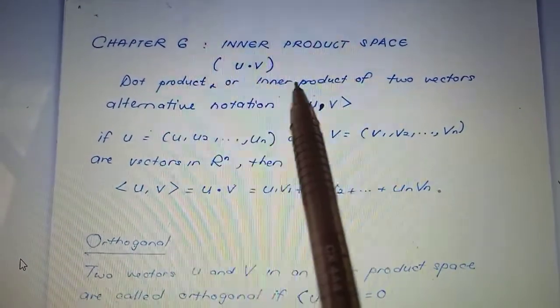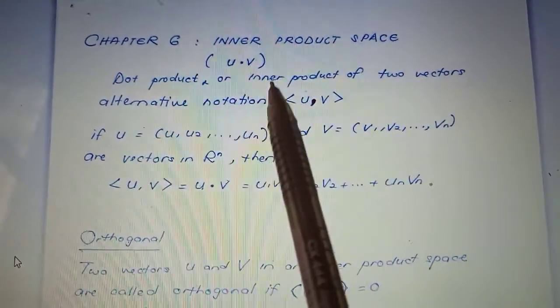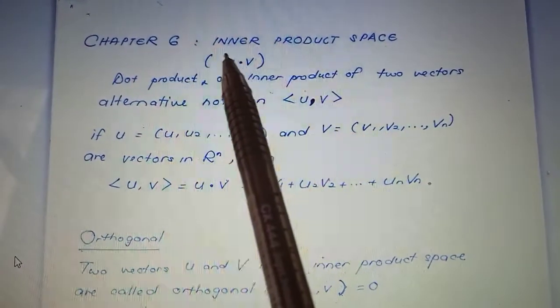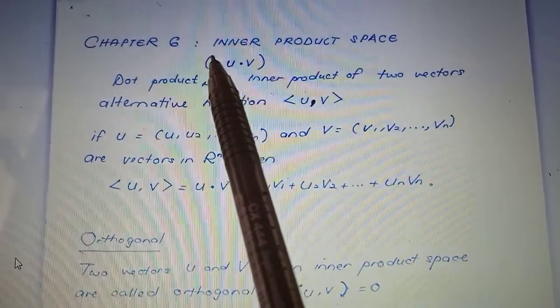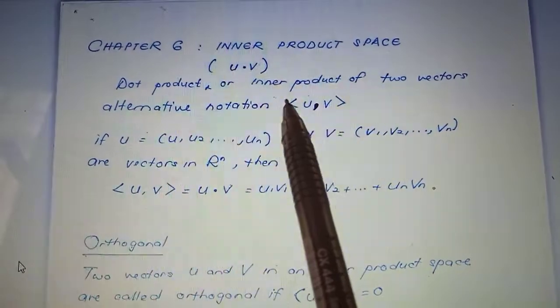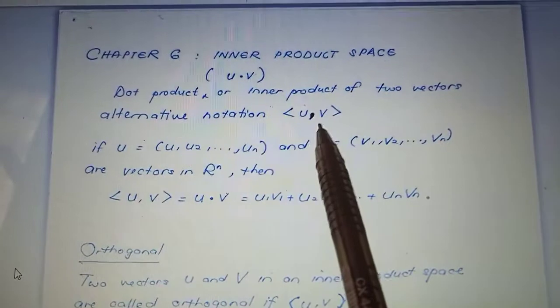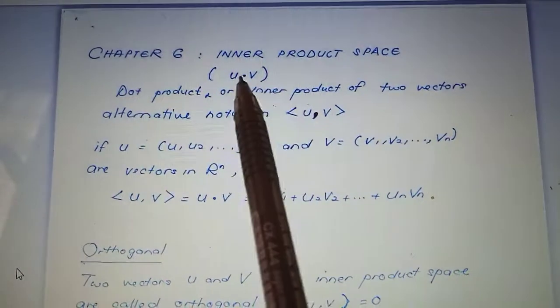Dot product or inner product of the vectors has an alternative notation. For dot product, we use a bracket like this, and for inner product, we use a bracket like this. Different symbol. This is called inner product and this is called dot product.